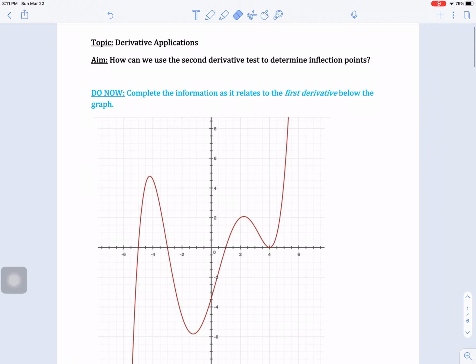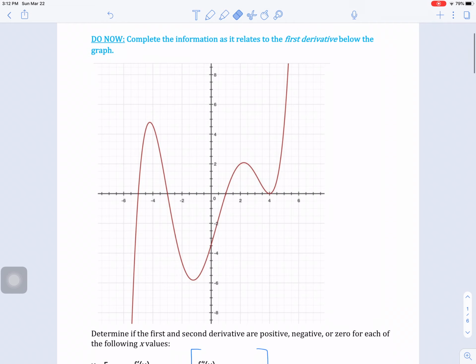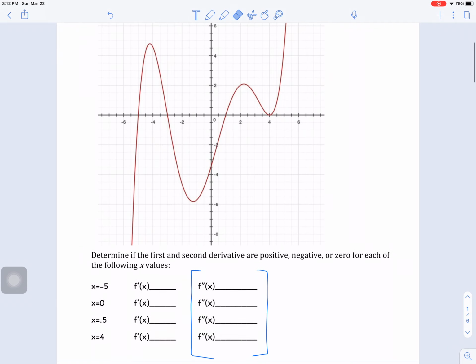The reason we were doing all those multiple derivatives on Friday, one of them was so we could evaluate the second derivative. The second derivative helps us to determine the concavity of the graph and if there are any inflection points. So the first thing I'd like you to do is to complete the information as it relates to the first derivative below the graph.